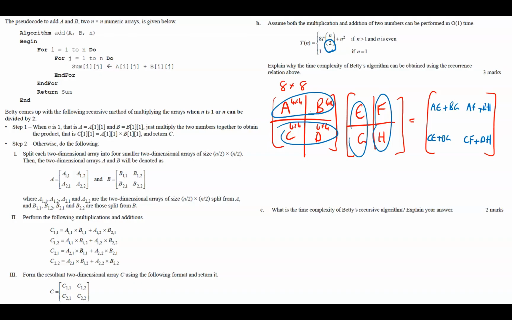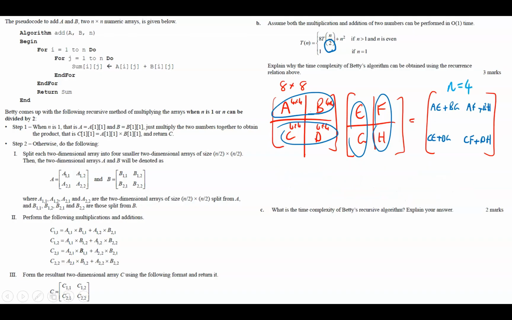So we can see here that there are 8 matrix multiplications, which means that A equals 8. We can say that each matrix is half the dimension of the previous, which means that B equals 2.